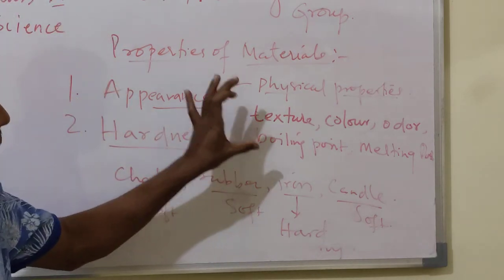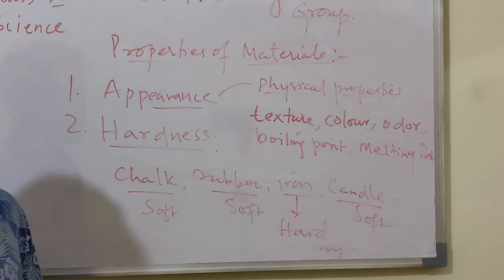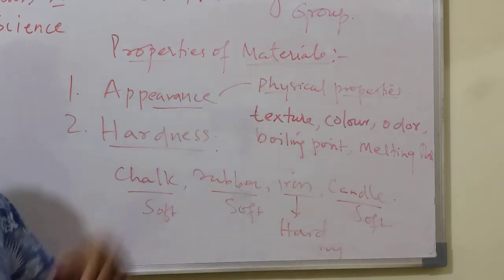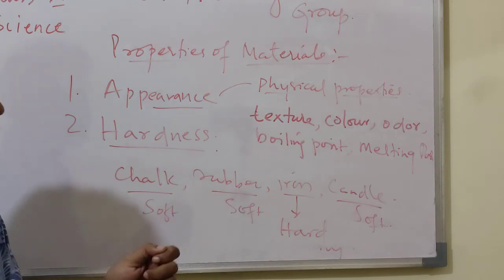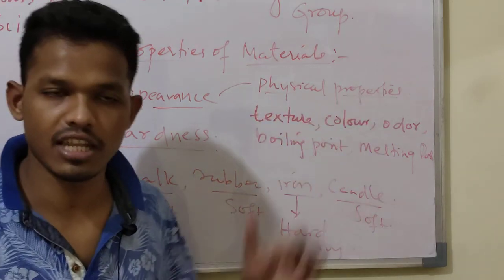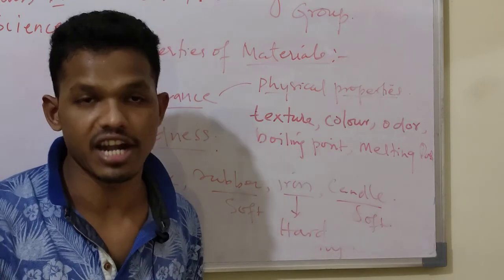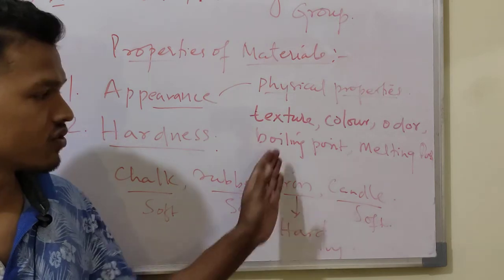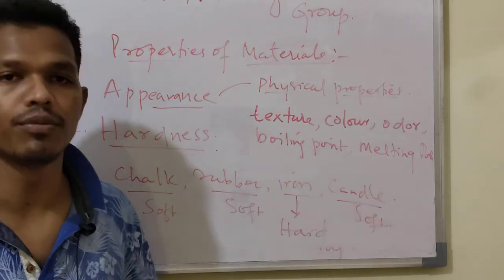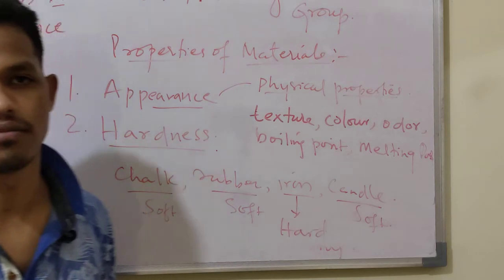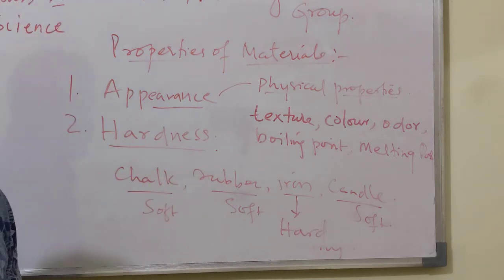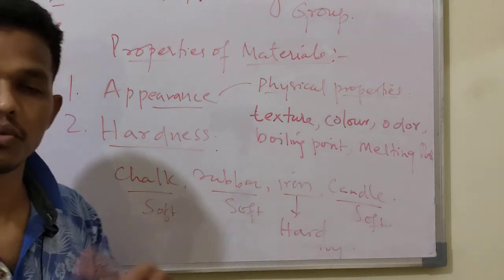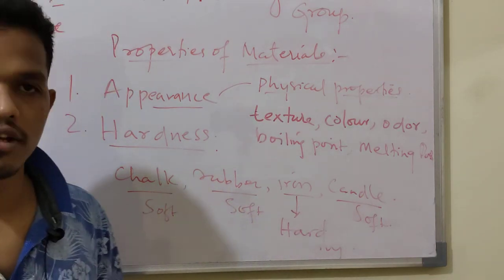These are physical properties. By looking at these, we can describe the properties of a material. Then soluble and insoluble, we will study in this chapter. We will not study texture, color, odor, boiling point and melting point here, but we can study soluble and insoluble. These are also properties of a material. I hope you understood this small explanation. Next we will study soluble and insoluble in the next video.